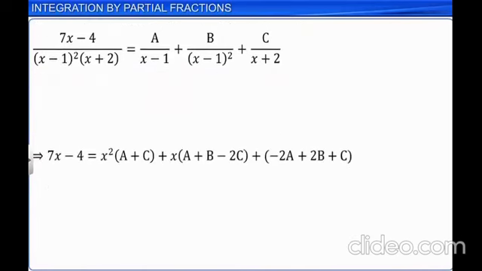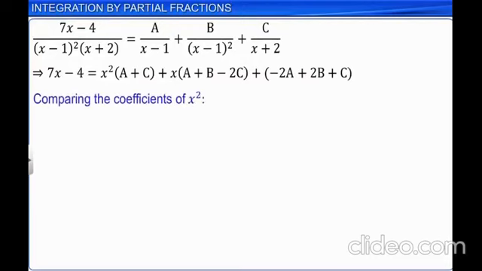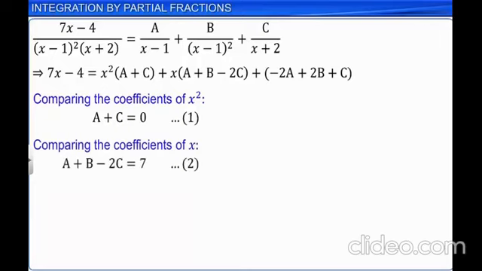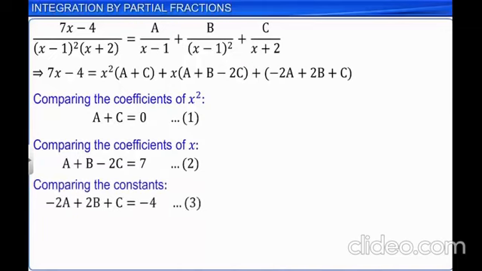On comparing the coefficients of x square, we get A + C = 0. Comparing the coefficients of x, we get A + B - 2C = 7. Comparing the constants, we get -2A + 2B + C = -4. On solving equations 1, 2 and 3, we get A = 2, B = 1 and C = -2.